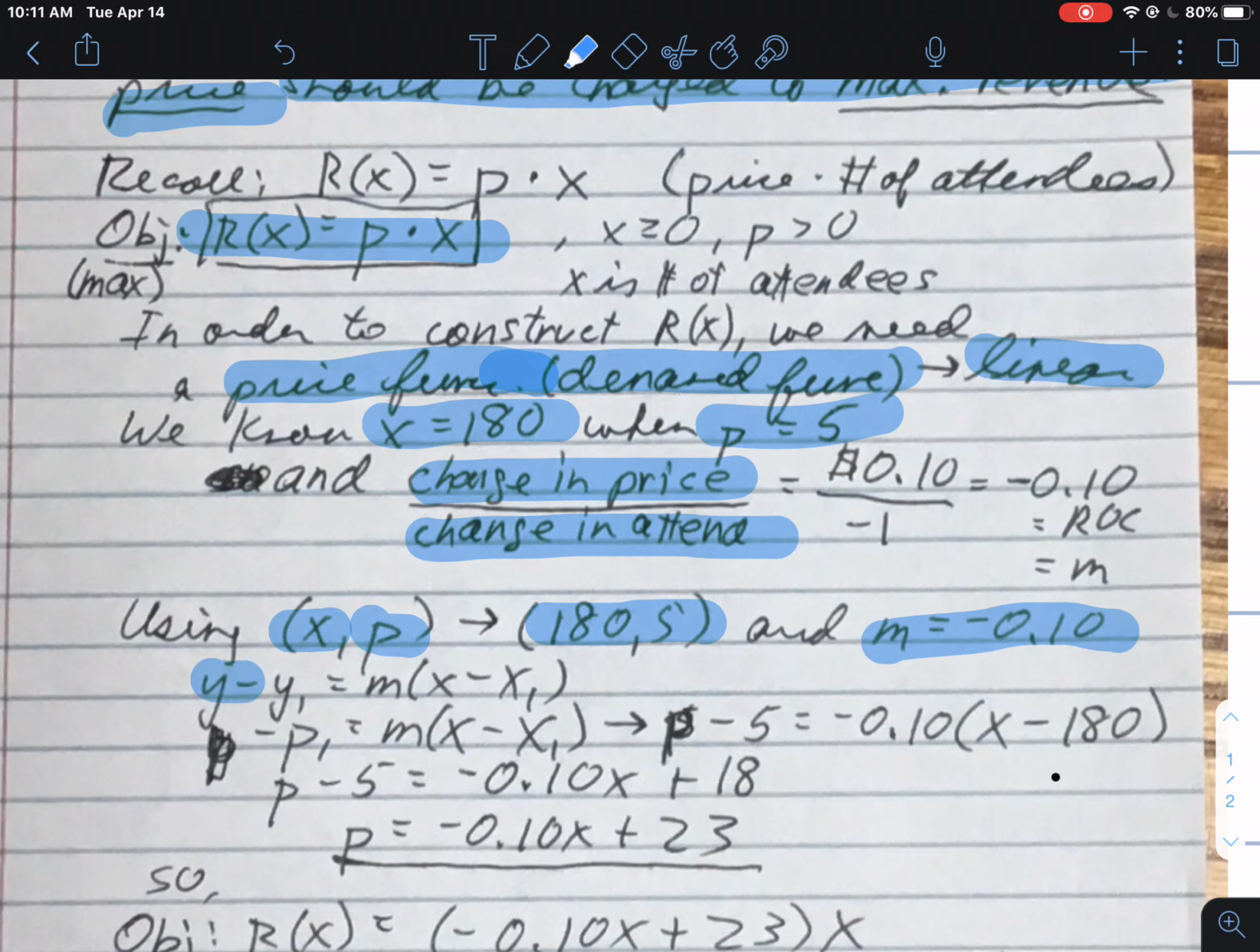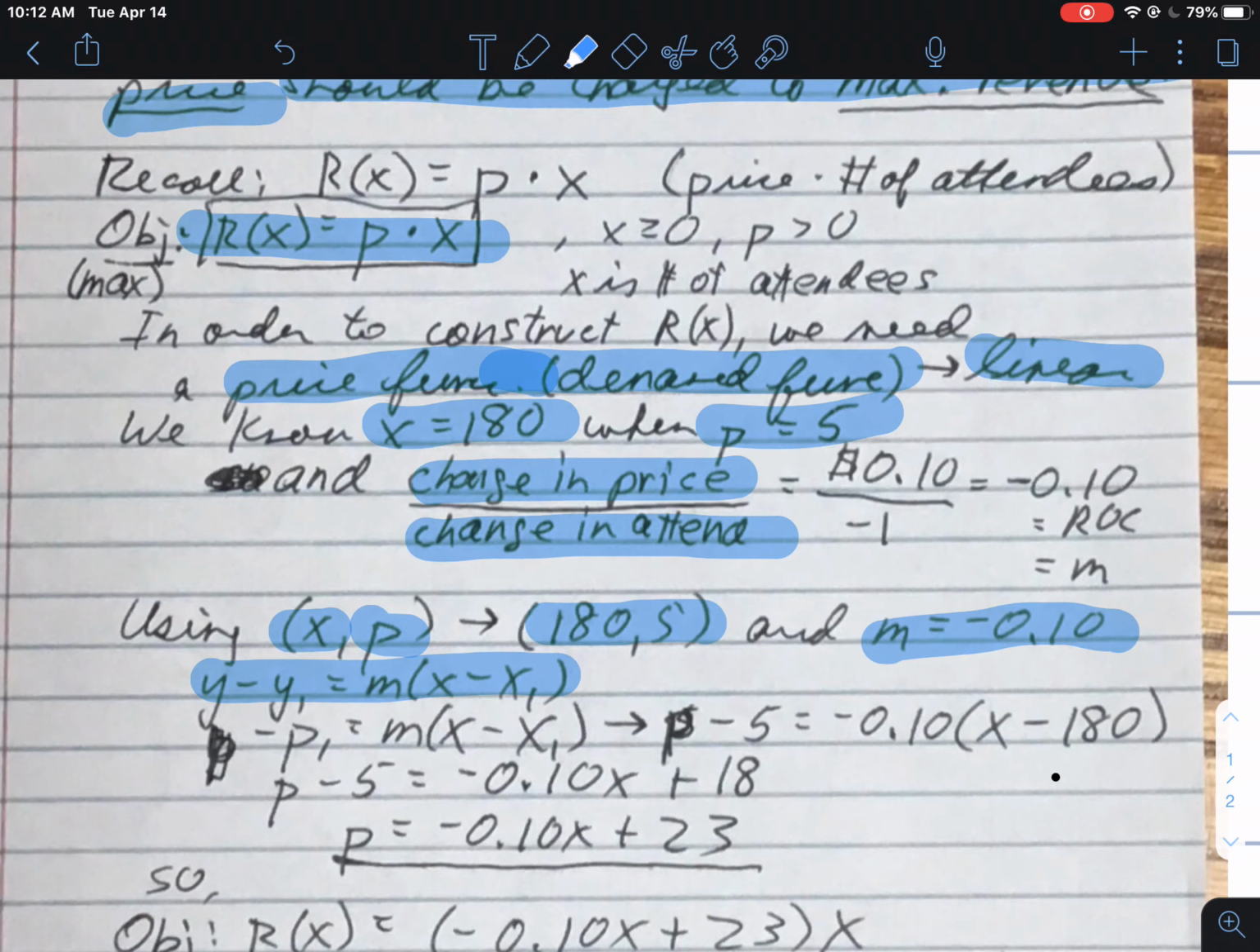And some of you use the slope-intercept form, but I've always used the point-slope form, so that's what I'm going to use here. The only difference is instead of y, I've got p. So x is my input, number of attendees, y is my output, which is my price. So I'm just going to replace y with p. So now I've got the equation p minus p sub 1 equals m times x minus x sub 1, where, again, remember, you're always plugging in the known quantities in place of the variables with the subscripts, so p sub 1 and x sub 1.